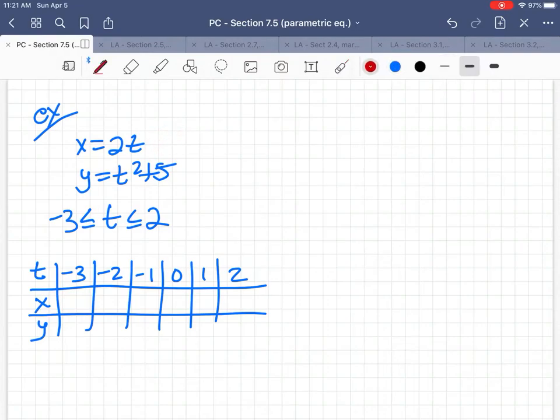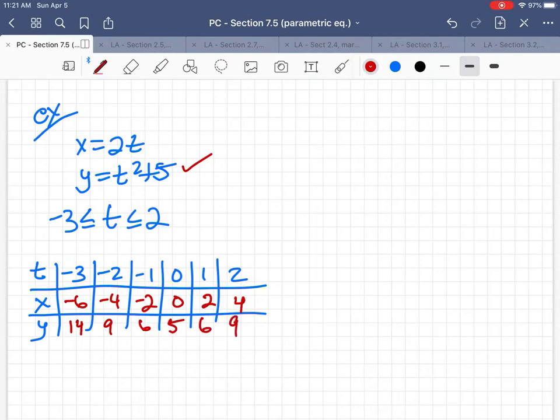So let's see, -3. 2 times -3 is -6. 2 times -2 is -4. I got -6, -4, -2, 0, 2, and 4. And then plugging it into here next, I would get -3 squared, so 9 plus 5 is 14. Then I will get 9, then I'll get 6, then I'll get 5. 1 plus 5 is 6, and then 9 again.